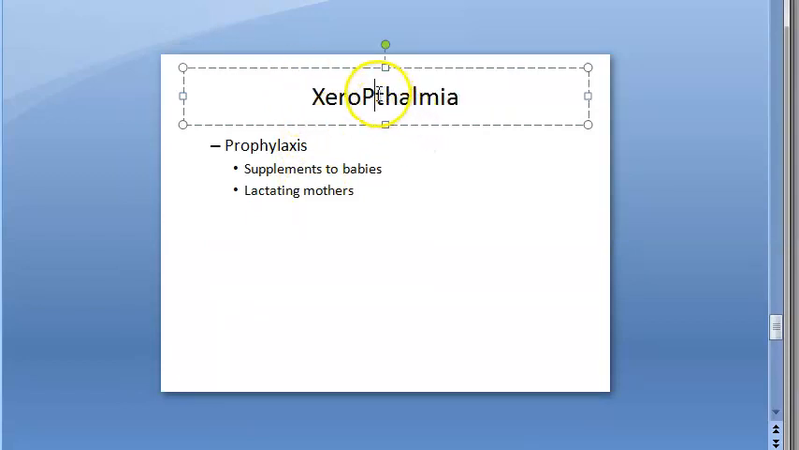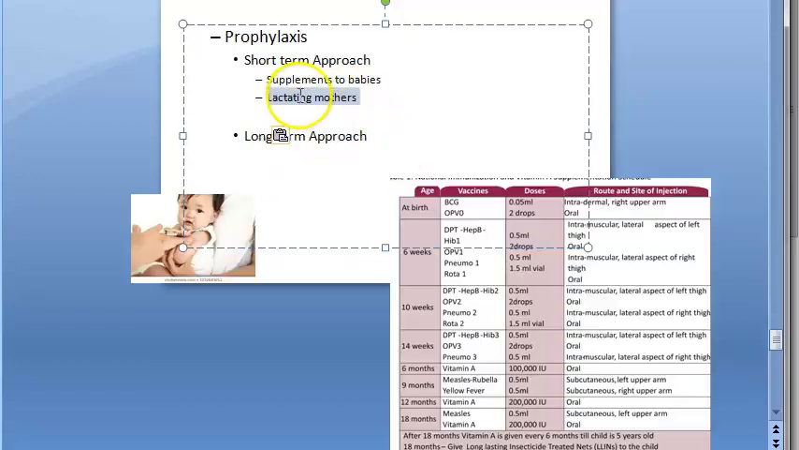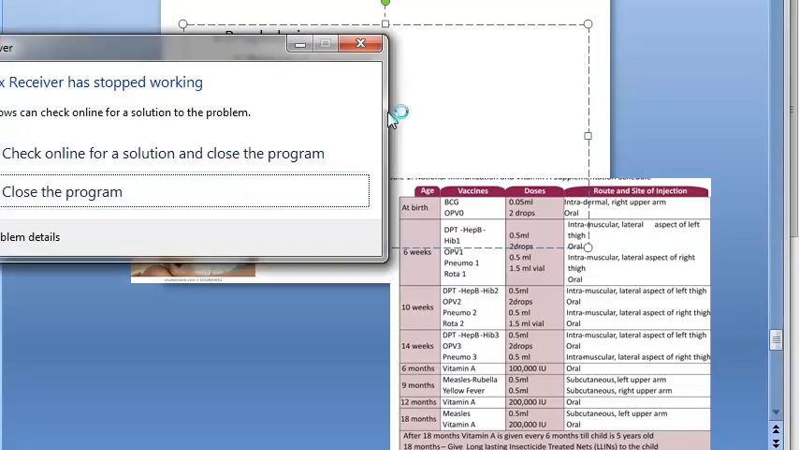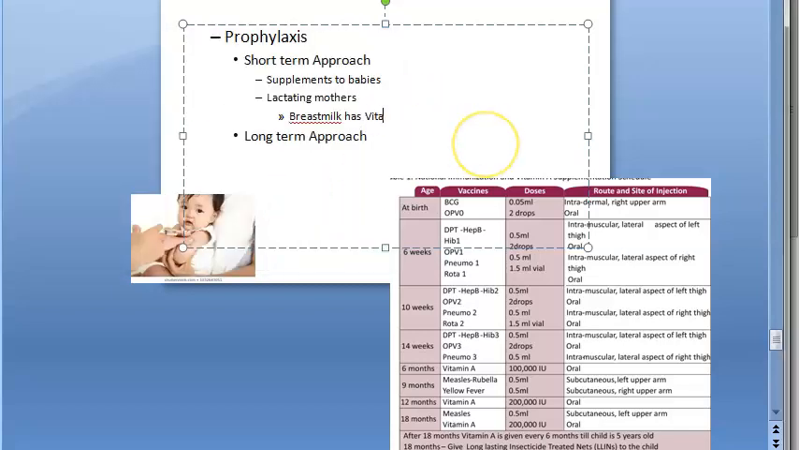Xerophthalmia. Think about the lactating mother. For the lactating mother, 20,000 international units orally once at delivery and during the next 2 months. So basically this will raise the concentration of vitamin A in breast milk and therefore it will protect the breastfed infant. So vitamin A is going from mother's milk to the child. Breast milk has vitamin A. So they will give it to the mother also. That is why they are talking about lactating mothers here.